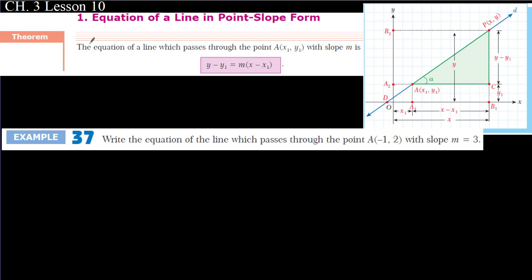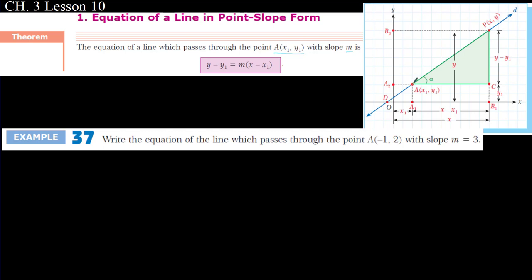The theorem: the equation of a line which passes through the point (x1, y1) with slope m. So here two things are given, one of them is a coordinate and the other one is the slope. In this condition, the formula is y minus y1 is equal to m times (x minus x1), which gives us the equation of the line. And here is the explanation for this one.